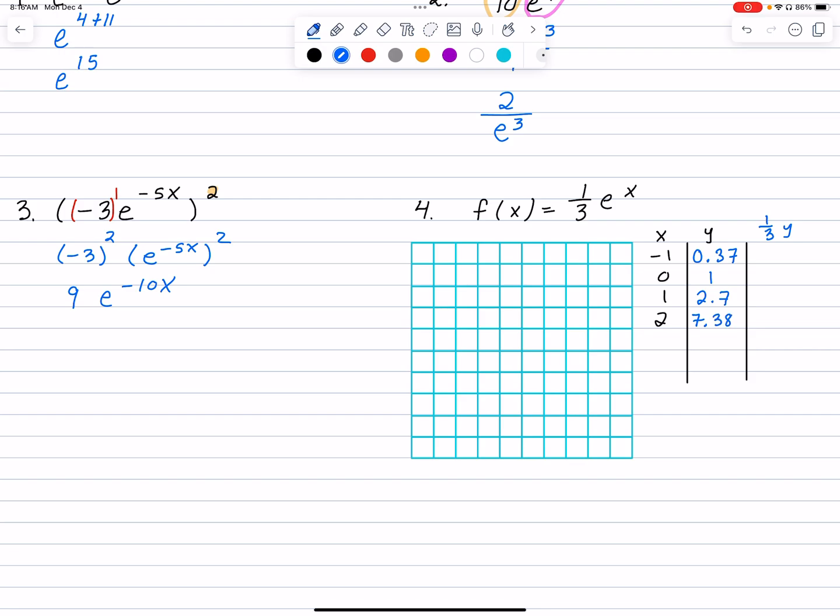Now, reminder what I'm going to do. I'm going to take the column that I just made and multiply all those values by 1/3 to find that vertical shrink. So 0.37 divided by 3, same thing as multiplying by 1/3, is a very small number, 0.12.